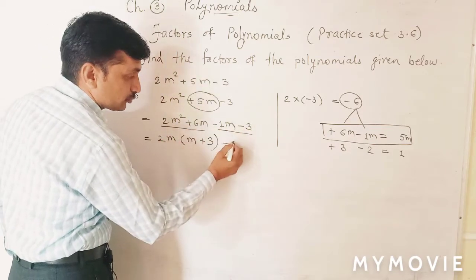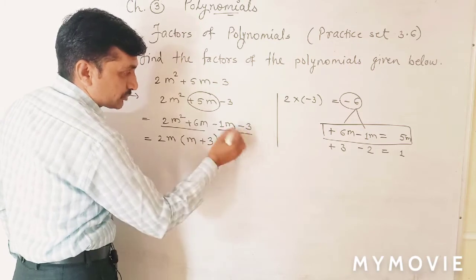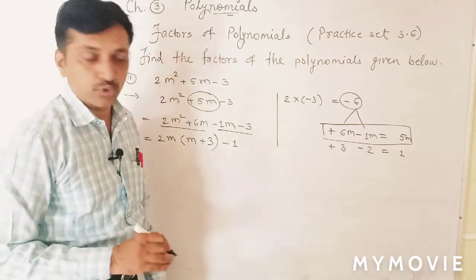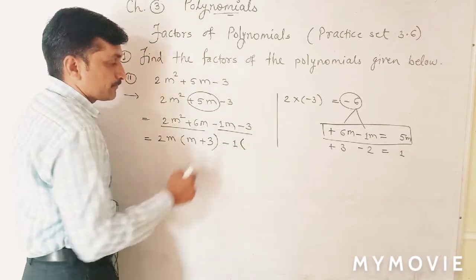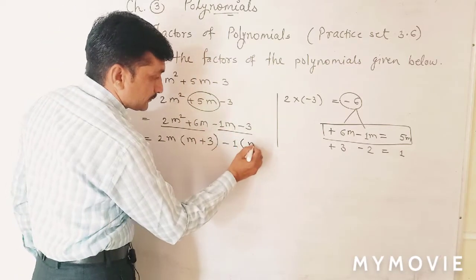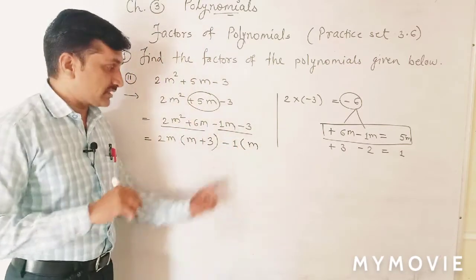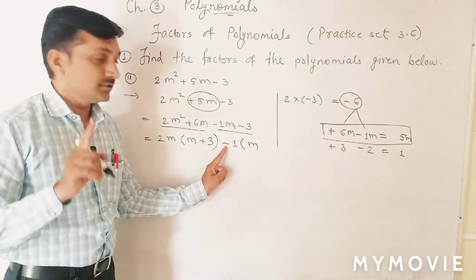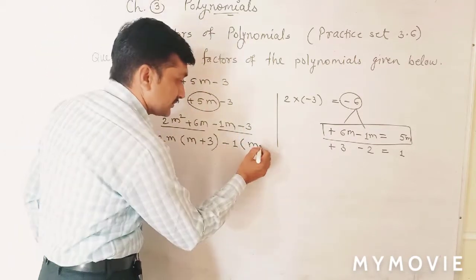What is smaller? 1. 1 is common. M is not there. M is here but not here. That's why m is not common. In bracket, now 1 is out, m. Now like our previous example, out of the bracket minus 1. That's why this sign will change. Plus 3.